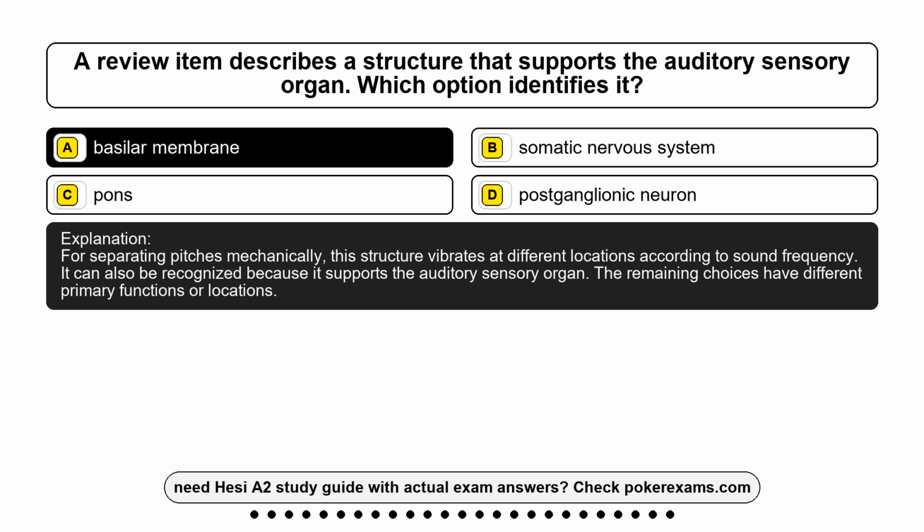For separating pitches mechanically, this structure vibrates at different locations according to sound frequency. It can also be recognized because it supports the auditory sensory organ. The remaining choices have different primary functions or locations.